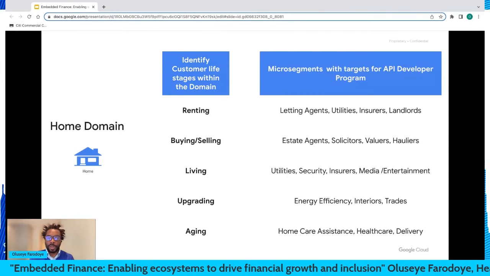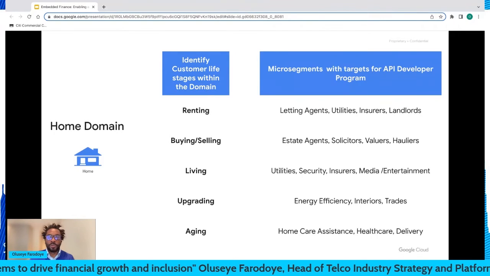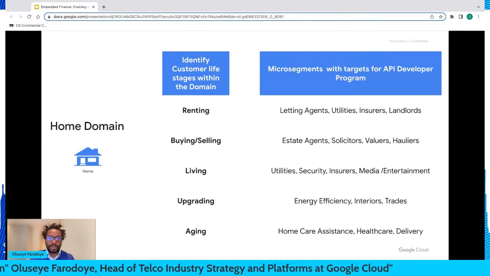And just by looking at this, you can start to imagine the kind of products and the kind of services that you might want to offer within these 5 stages, and we're targeting these specific microsegments.